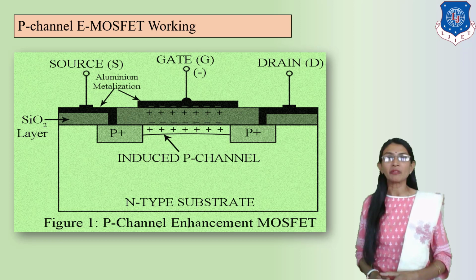This is the gate terminal, which is negative, and due to the negative gate terminal, holes will be attracted towards the gate terminal. As and when holes are continuously attracted by the negative gate terminal, there will be a layer of holes near the SiO2 layer. This newly enhanced layer is known as the channel. This is known as the induced P channel.